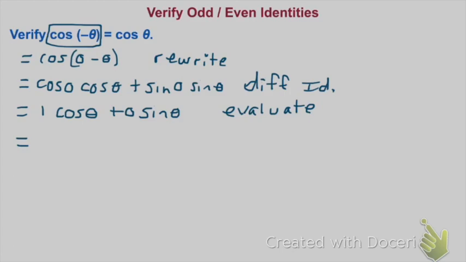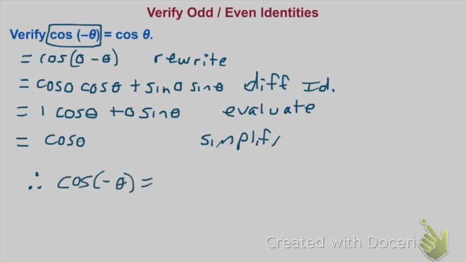And then from here, we just simplify it out. We have 1 cosine theta, which is just cosine theta. We have 0 sine theta, which is just 0, and we simplified. And then we have shown that cosine of negative theta is indeed cosine theta. So we put in our little statement, therefore cosine negative theta equals cosine of theta. And we put a little box at the end.